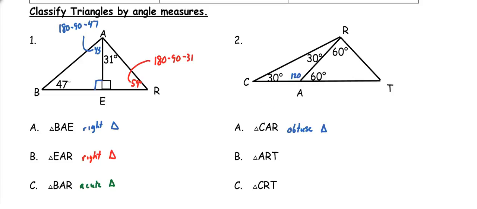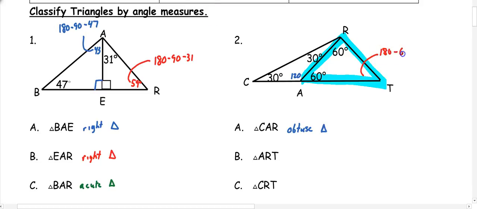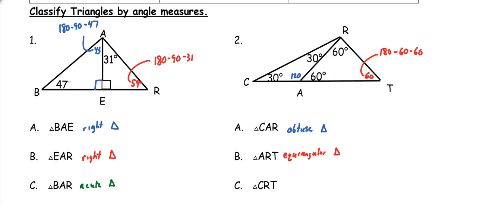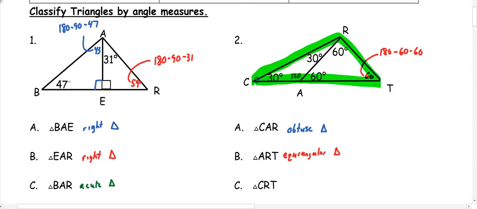The next triangle it wants us to look at is ART. Well, in triangle ART, I have 180 degrees minus the two angles of 60 I know, so my other angle is 60. So all three angles are 60 degrees, which means they're all congruent. So this is an equiangular triangle. And then the last triangle to look at would be CRT. And this angle on the top, if I have a 30-degree angle and a 60-degree angle, that makes 90. So this must be a right triangle.